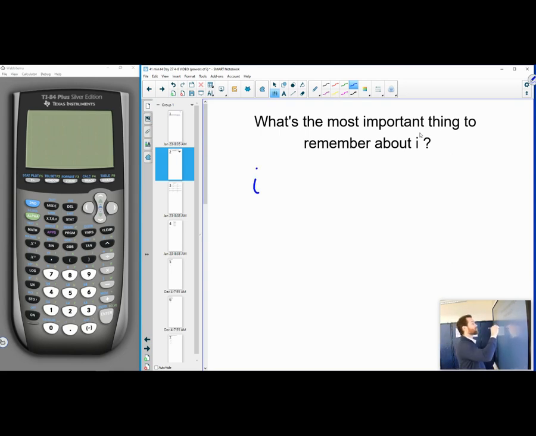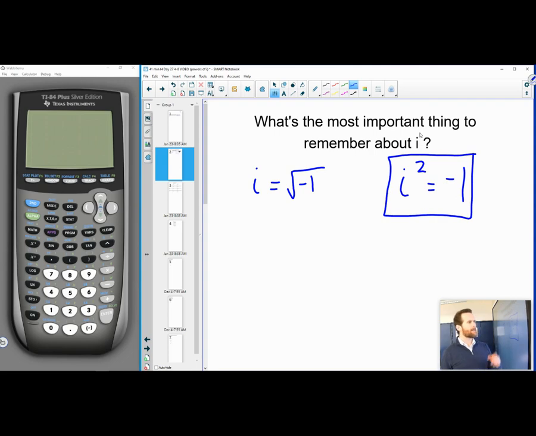Now, some people might say the most important thing is to remember that I equals the square root of -1. But I disagree. I think this is a close second. I think the most important thing is to remember that I squared equals -1. If you're only going to remember one thing about I, that's the most important thing to remember, because all of our lessons about non-real numbers are based off of this fact that I squared equals -1.